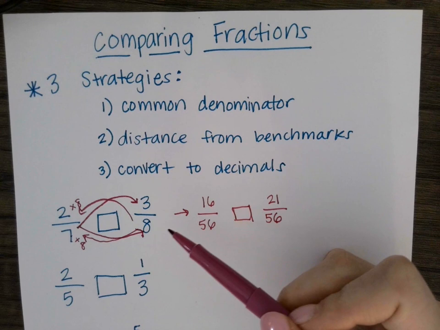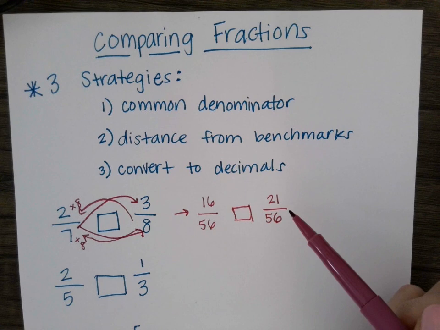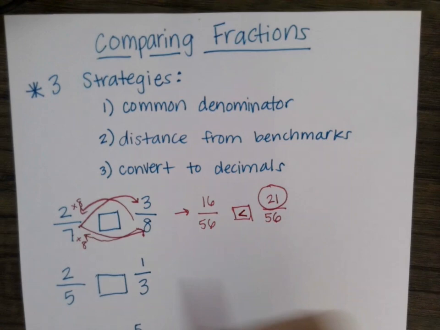And now I can easily compare. If they have the same denominator, all I need to do is look at the numerator. Which is bigger, 16 or 21? 21 is bigger, right? That's easy. So I can say that 16 over 56 is less than 21 over 56, or 2/7 is less than 3/8.